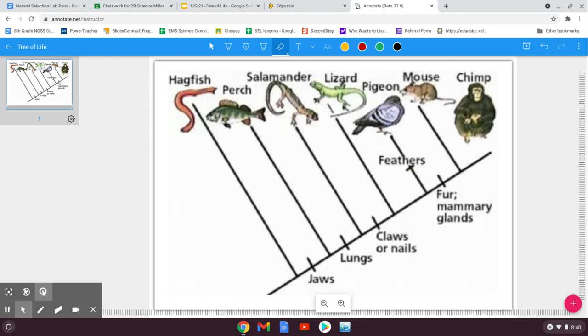Okay, so to wrap up, the closer an animal is up here on the top, the closer they are related. If you look down to the left, that is what they have. If you look up to the right, that's what they don't have.